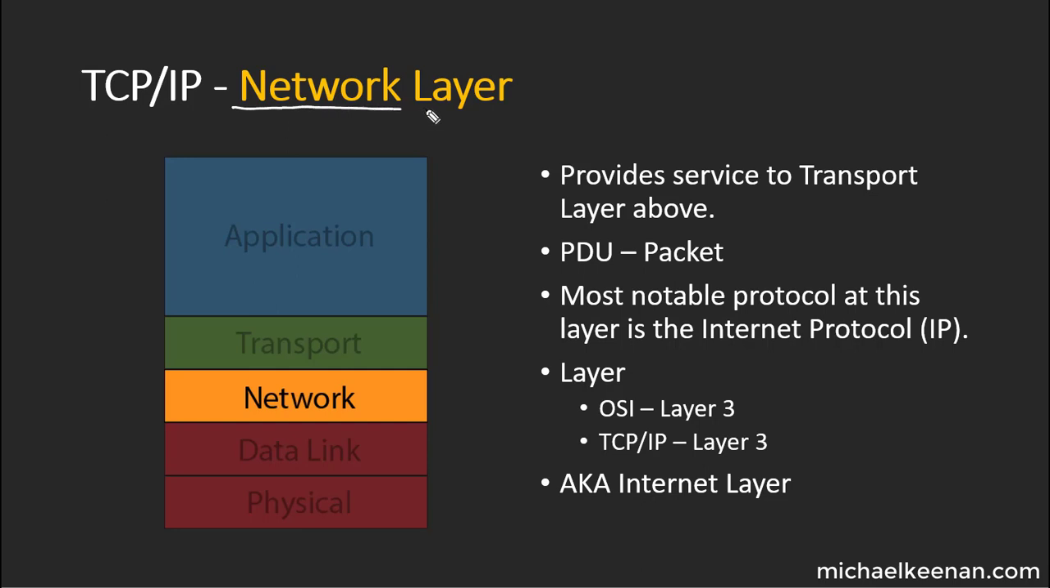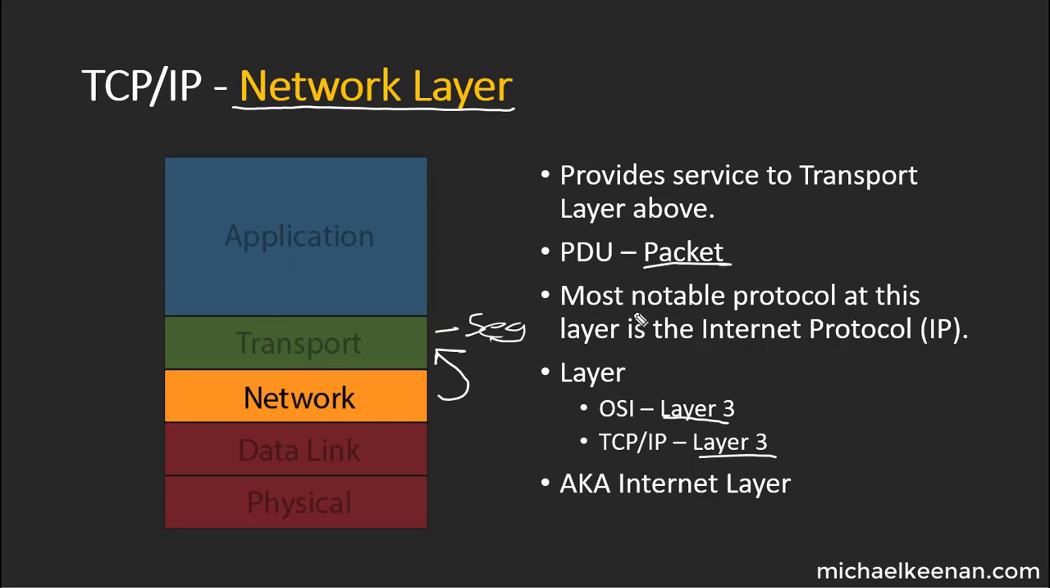Today we're going to talk about the network layer of the TCP/IP model, and not only is it the network layer for the TCP/IP model, but it is the network layer for the OSI model as well. In both models, it is layer 3. The network layer provides the service to the layer above it, and if you remember in a previous video, the layer above the network layer is the transport layer. The transport layer's protocol data unit is a segment. However, for the network layer, the protocol data unit is the packet.